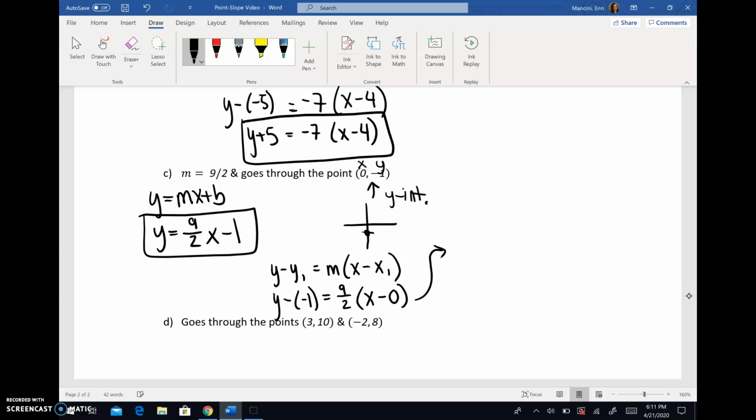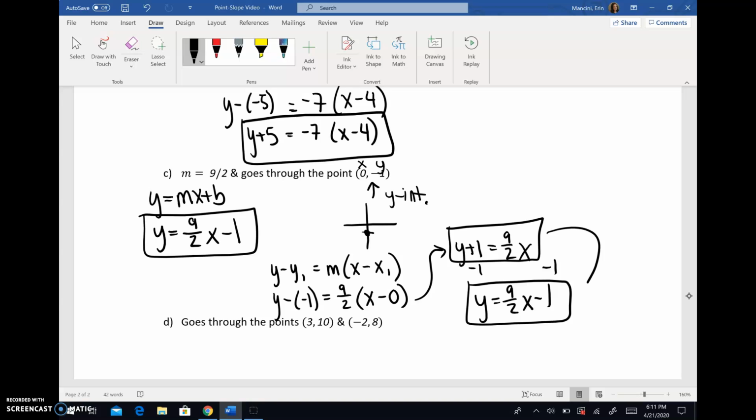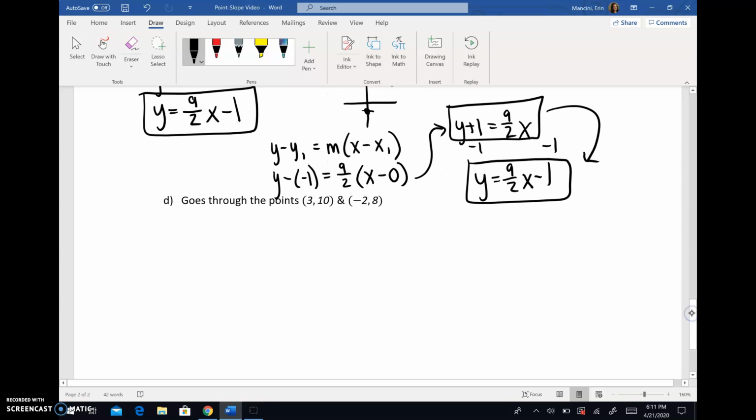Now if I simplify that, that would be y plus 1, because you're subtracting a negative, equals 9/2. Well, that would just be x minus 0, which is x. Okay, and if you move the 1 over, you get y equals 9/2 x minus 1. You see, it's the exact same thing as when I wrote it in y equals mx plus b form. So you can either write it like this, or you can write it like this. Either one is fine. You have options for whichever one's easier based on the scenario you're given.